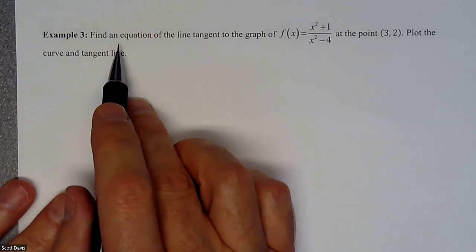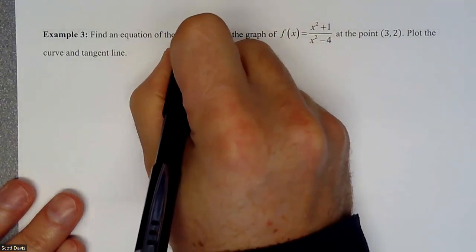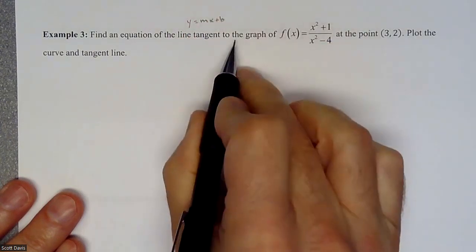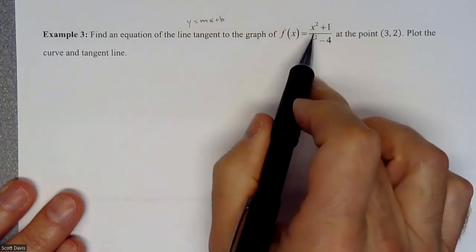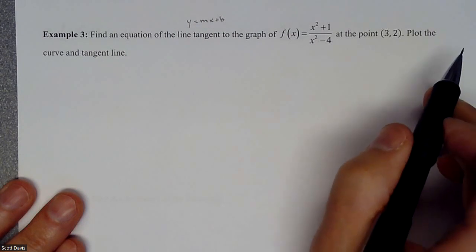In this example, we are looking to find the equation of a tangent line, right? Remember, the equation of a tangent line is an mx plus b kind of a thing. And we're going to be trying to find the equation of a tangent line to this equation at this particular point, right? So we are going to try to figure out how to do that.